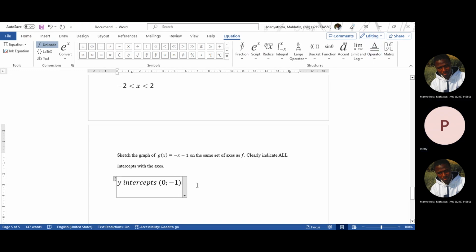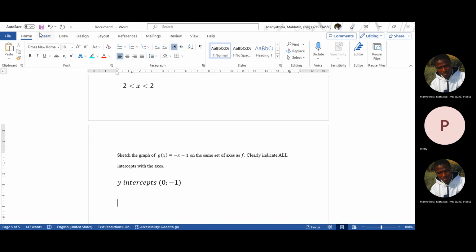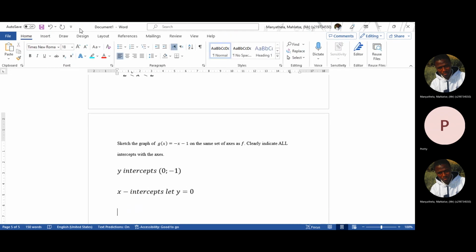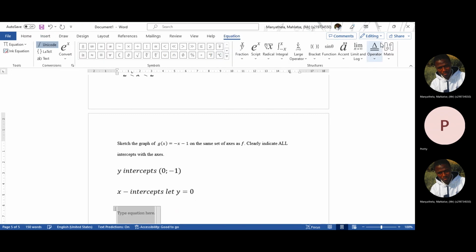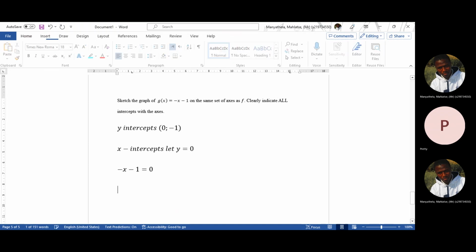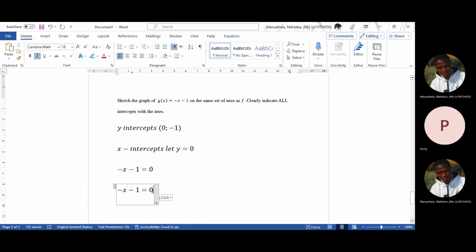Then the x-intercept, let's determine the x-intercept. For the x-intercept we let y equal to 0. So minus x minus y equal to 0, where we let y be 0. Then the minus 1 we can move across.